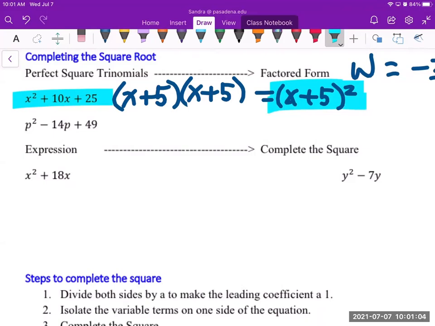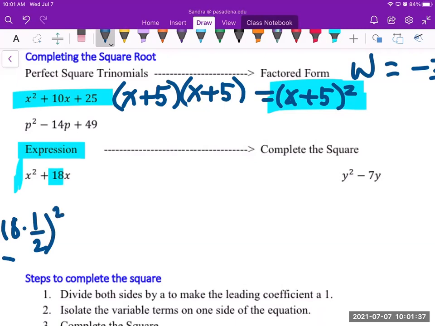Now, how can we create our own? What if I want to create my own perfect square trinomial? In order for us to create our own, my expression has to be a binomial, two terms, and the leading coefficient has to be 1. If it's 1, then I take the middle term, which is 18. I multiply 18 by 1/2, always by 1/2, and I square that number. So half of 18 is 9, squared is equal to 81. So I'm going to add 81.